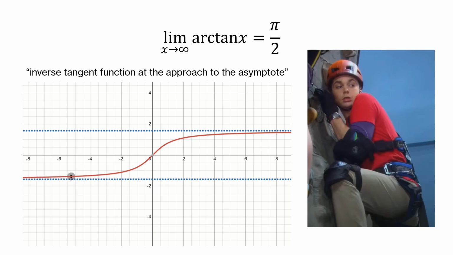This is why the fictitious character Sheldon Cooper says he feels like an inverse tangent function approaching an asymptote, because it rises and then slows down as it approaches the asymptote and can't go any further, and also why the limit of the arctangent of x as x approaches infinity is pi over 2.